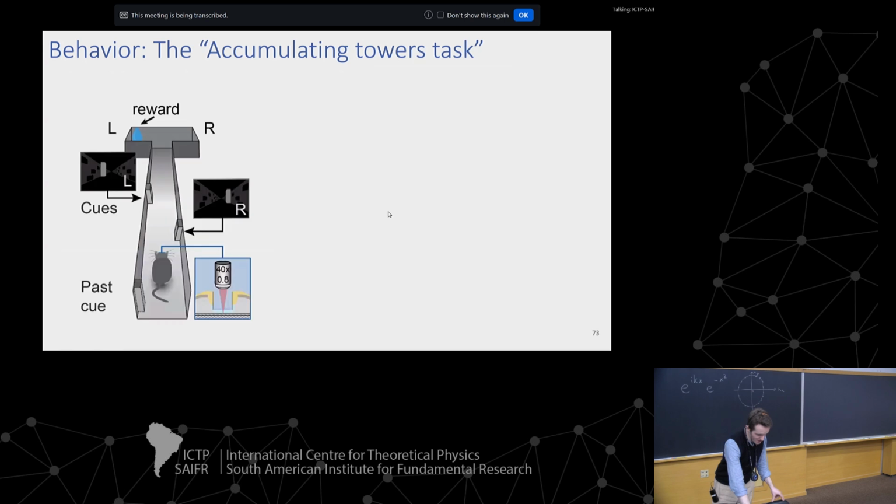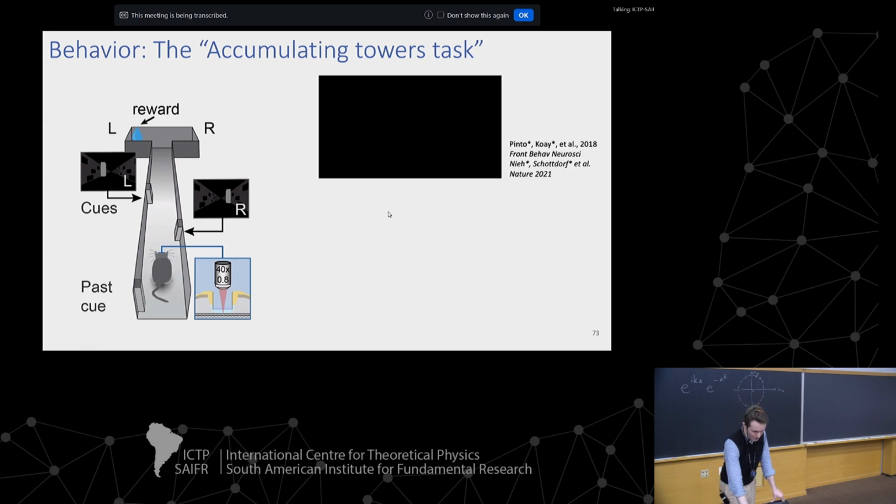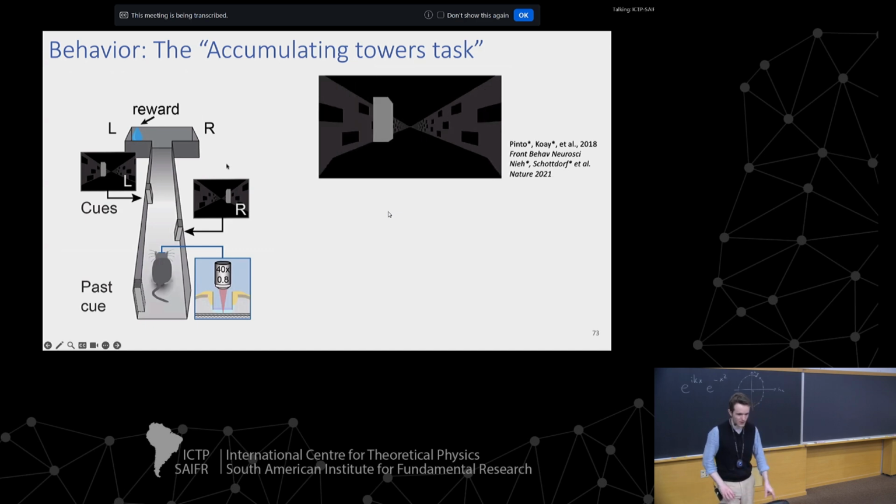So the task looks like this. In a simulated corridor, the mouse has to run along the stem of a T-maze, while bright cues appear to the left and the right of the walls. And the mouse has to turn in the direction with more of these cues. And if the mouse does this correctly, it gets a droplet of sugar water. Here's a video of it. And try to play it yourself.